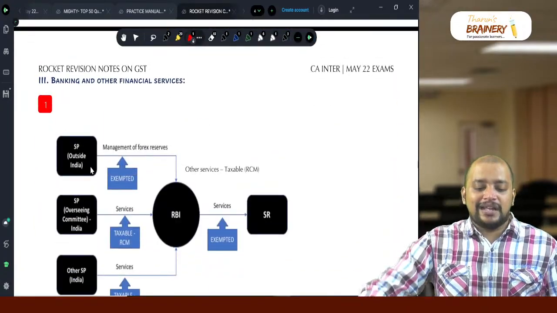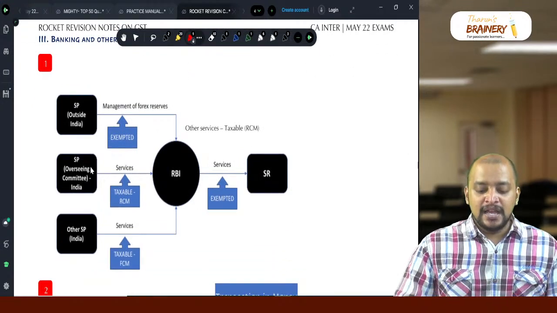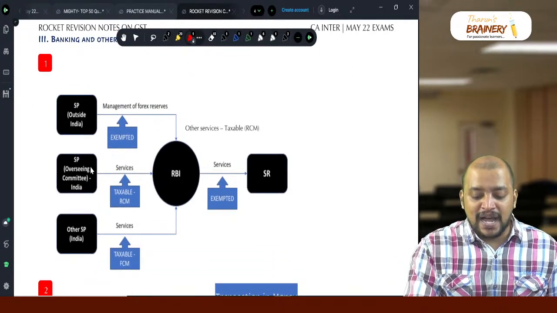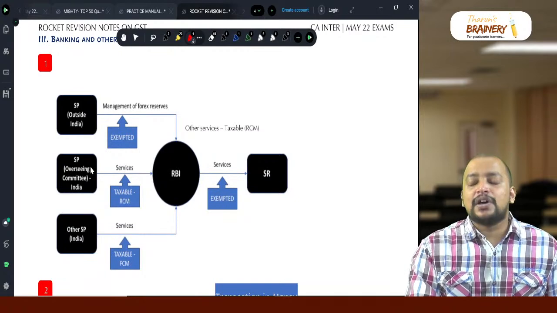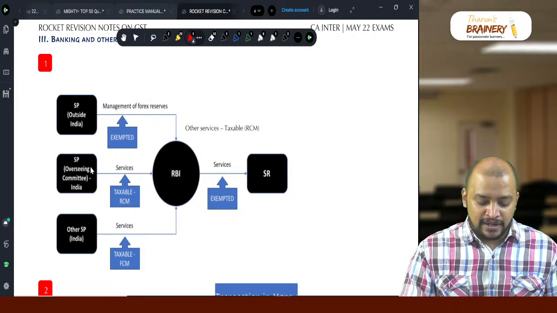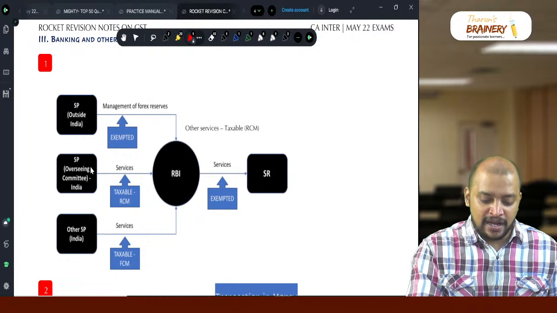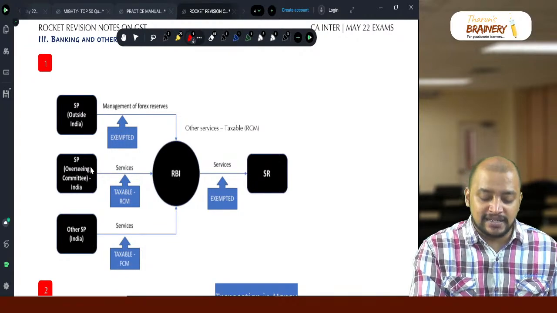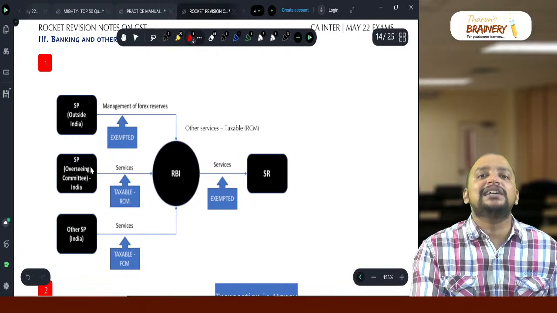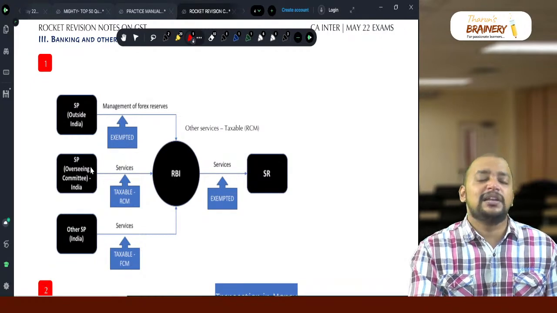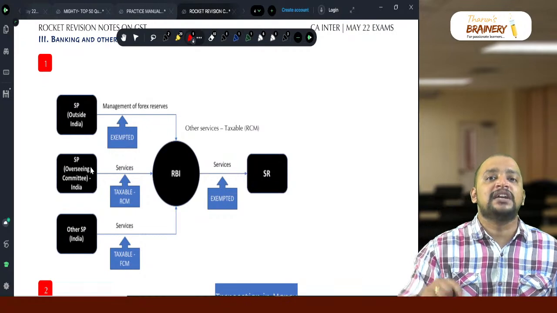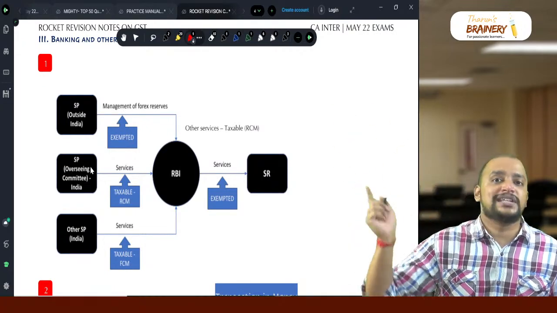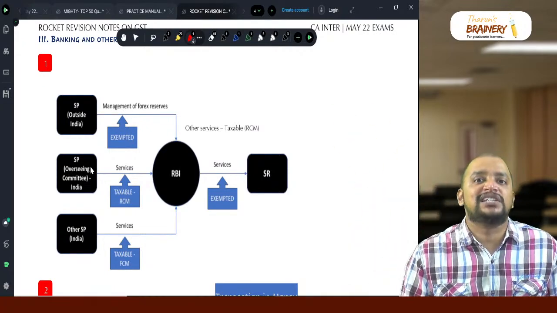Then banking and other financial services. Services provided by RBI are exempted. So RBI providing service is exempted. Now import of service by RBI. If RBI is importing management of foreign exchange reserves, that is exempted. If RBI is importing any other services, that is taxable, and import of service is covered under RCM, because it is there in the notification. So therefore RBI will pay GST under RCM.